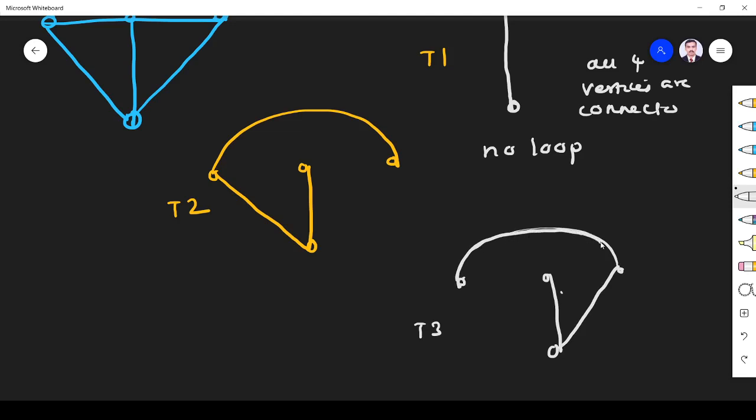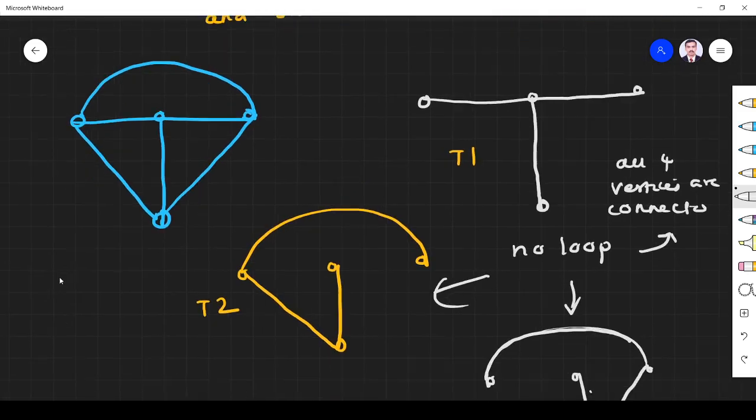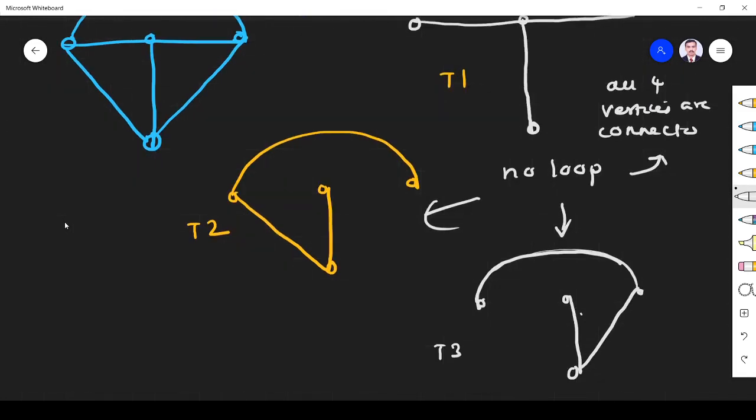So here we understand this is a tree. So it contains all the four nodes. All four nodes are connected, but they don't contain any loop, no loop. So all the conditions are satisfied. Tree is a subgraph of the graph. It should contain all the vertices. So graph means it should be having edges, but it should not contain loop. Loop means closed. So tree should not be having any closed path. So in all the trees that we have drawn from this graph, we don't have any closed path. Here you see T1, T2, T3, there is no closed path. So this is called tree, right?